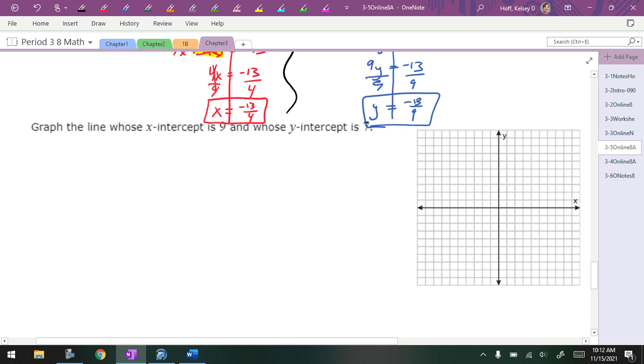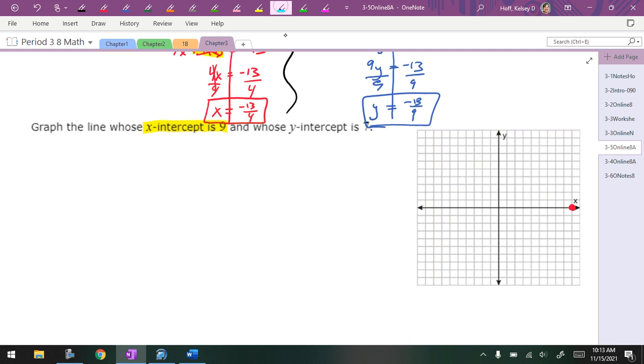So they're going to give us a problem like this. Graph the line whose x-intercept is 9 and y-intercept is 7. If I want to graph the x-intercept of 9, on the x-axis, where would I find 9? Which direction do I go? To the right 9. So count over 9. Almost at the end, agreed?